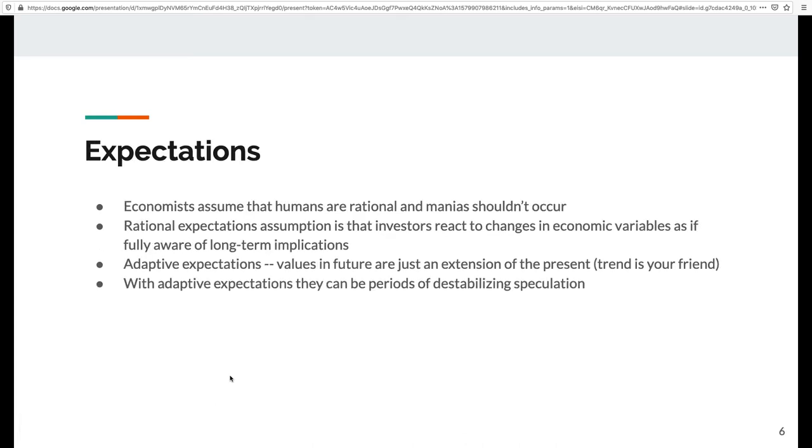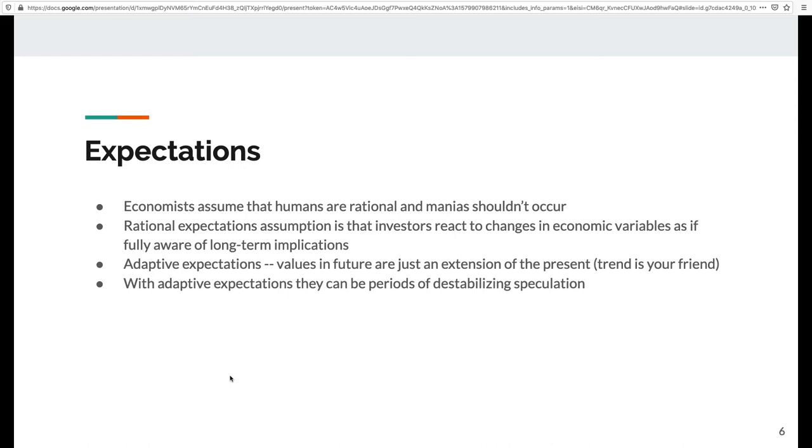And what's also important within this general discussion are expectations. Now, this is something where economists don't have a great deal of certainty about how expectations are formed. Generally, economists assume that human beings are rational, and that there'd be no reason why mania should occur. Yet, we obviously know that manias do occur and that crises do occur. Because under rational expectations, you wouldn't have a mania because everyone is responding to changes in the overall macro economy instantly. And that obviously doesn't happen.